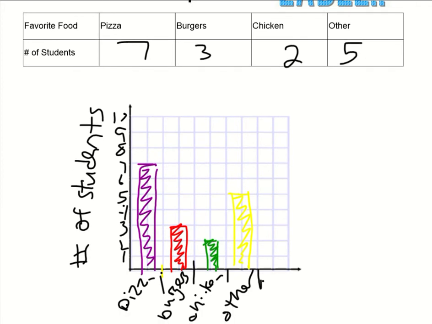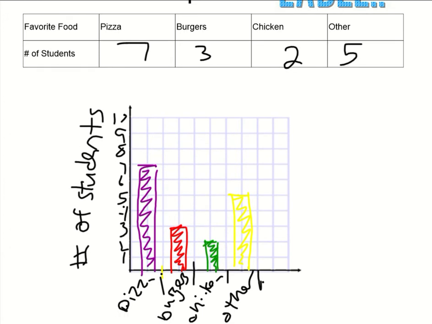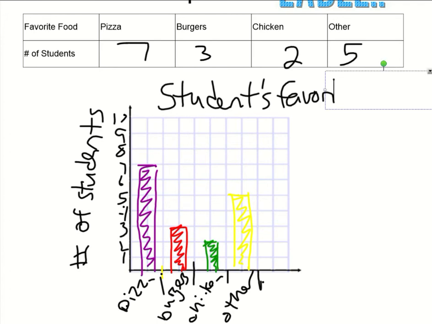Every graph needs a title, so we need to put a title at the top. We're going to call this students' favorite foods. So now we have our graph. It's labeled, the bottom's labeled, the side's labeled, and we have a title on our graph. So that's just a simple bar graph.